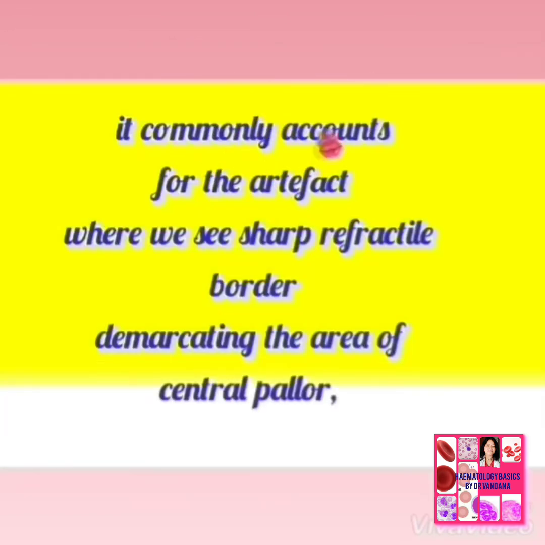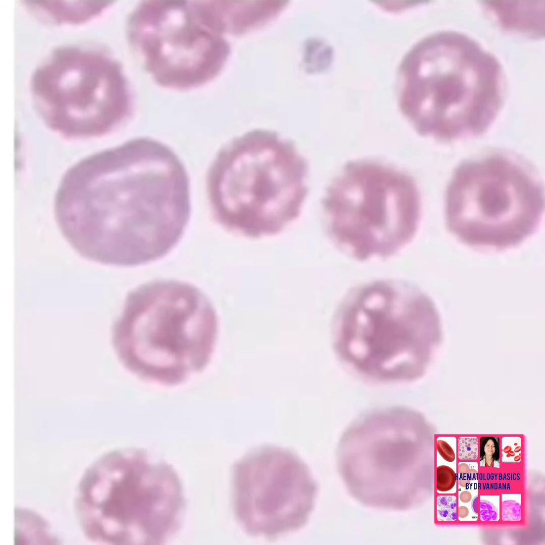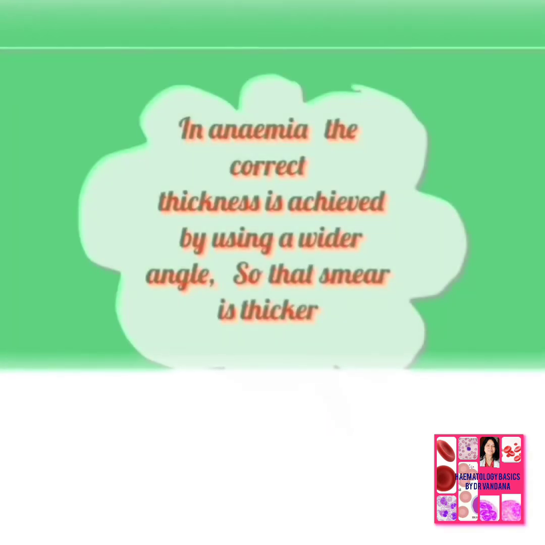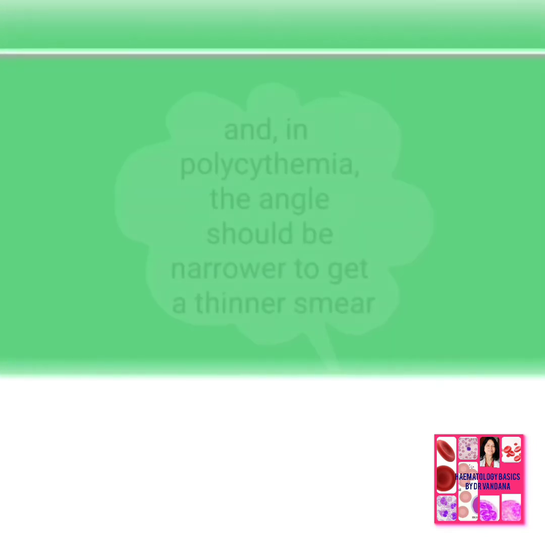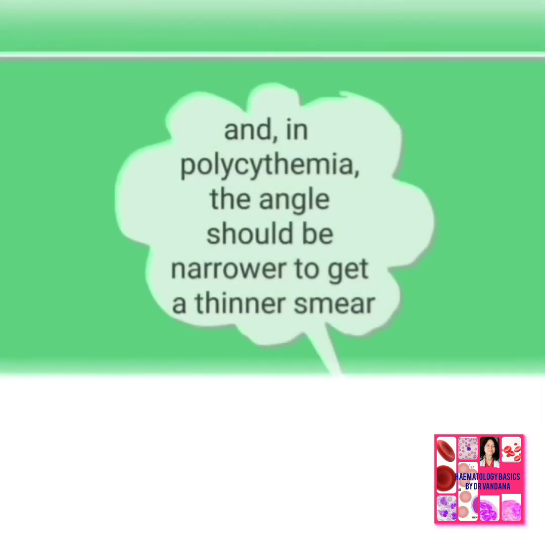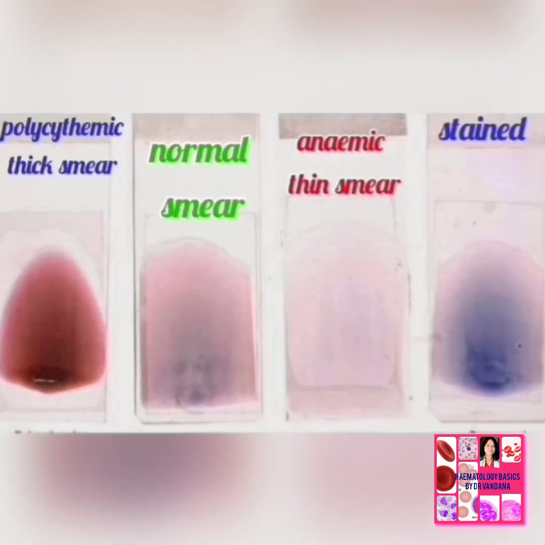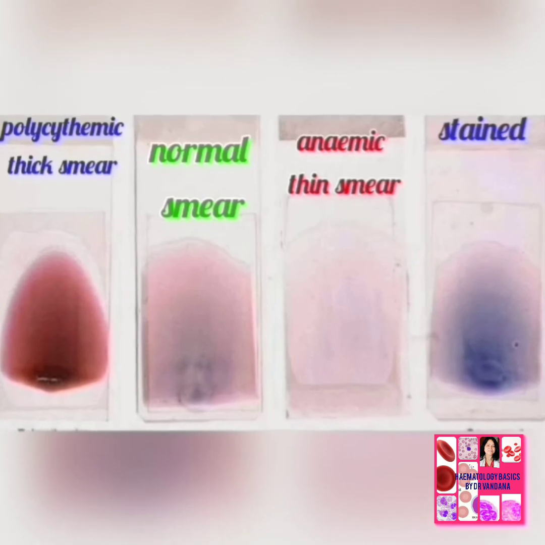So why do we need to dry the smear properly? Because improper drying commonly accounts for the artifact where we see a sharp refractile border demarcating the area of central pallor. Thus hypochromia is very difficult to assess. Careful labeling of the slide is also very important. Coming back to anemia, the correct thickness in anemia is achieved by increasing the angle, whereas in polycythemia the angle should be narrow to get a thinner smear. So you can see the polycythemic thick smear, the anemic thin smear, and a normal smear here.